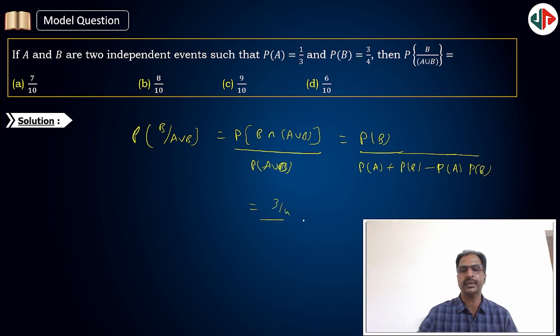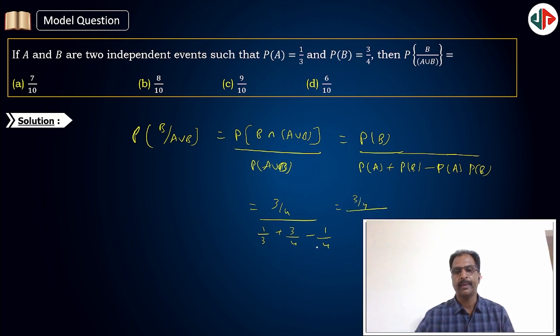So 3 by 4 by 1 by 3 plus 3 by 4 minus 1 by 3 into 3 by 4, which is 1 by 4. So this is nothing but 3 by 4 divided by 1 by 3 plus 1 by 2, which is 5 by 6. So 3 by 4 into 6 by 5, 18 by 20 or 9 by 10. Option C.